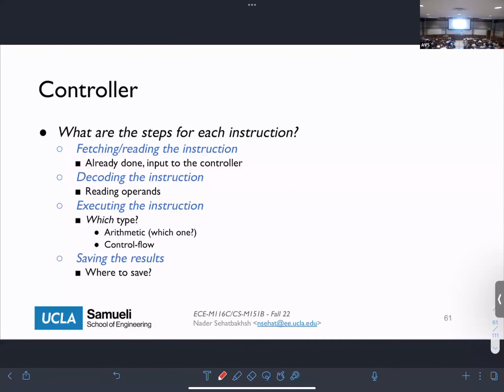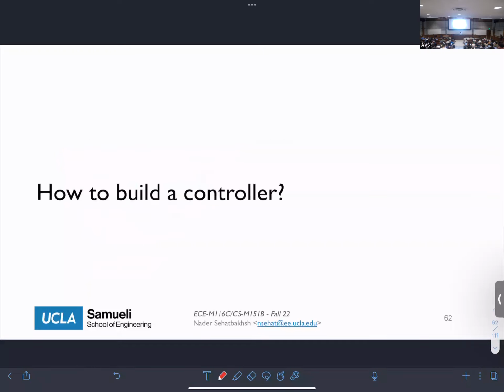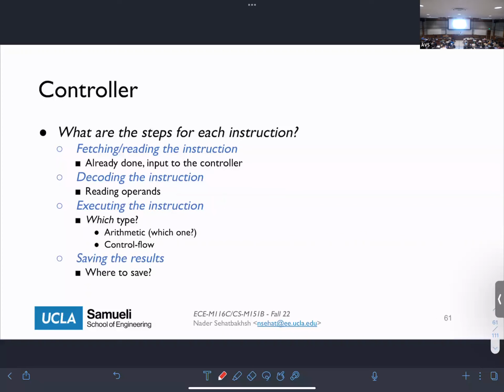Finally, for saving the results, as I told you, again, we have two options. We either save the results into our register file or save the results into our main memory. And the controller needs to, again, figure out whether this is a storage to the register file or a storage to our main memory. And finally, there is a PC part that I didn't show here, but there is a PC part as well that I'm going to get to.